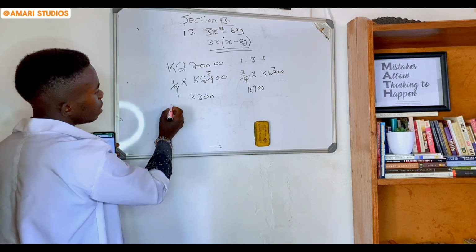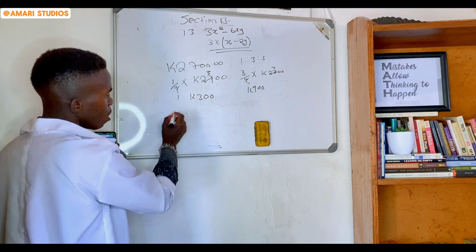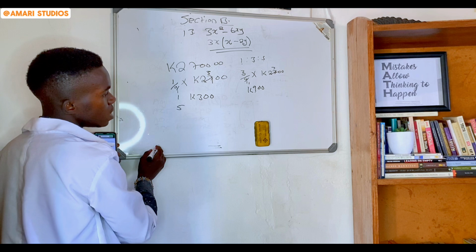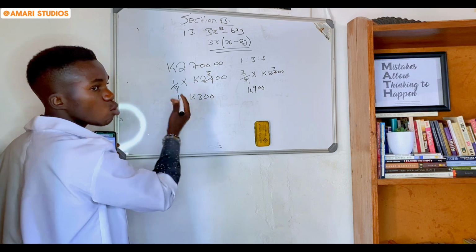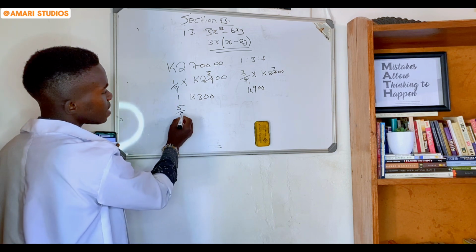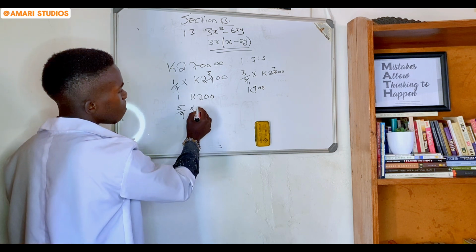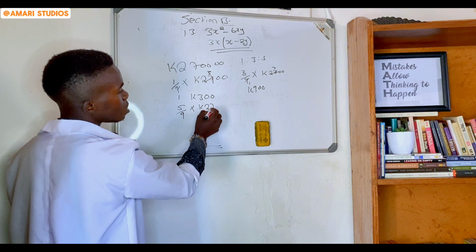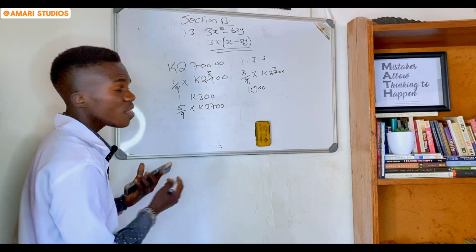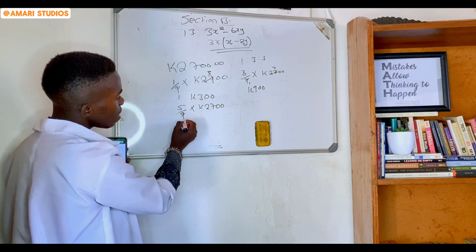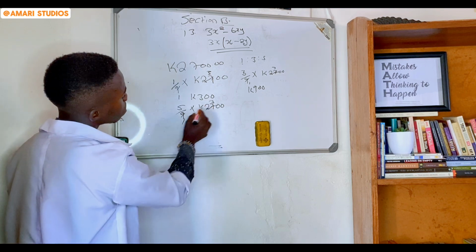Then lastly but not the least, we have the third girl. The ratio of the third girl is 5 divided by the total ratio, which in this case is 9. And then you multiply this by the total amount that these girls were sharing, which is 2,700. And then the same procedure again. 9 in there, it's 1. 9 in 27, it is 3.